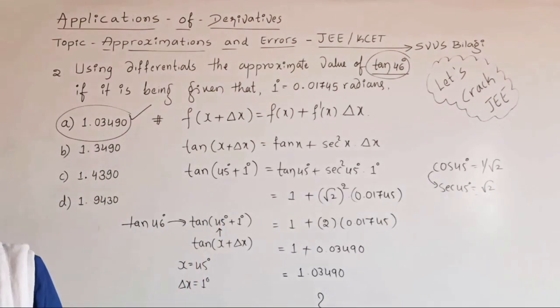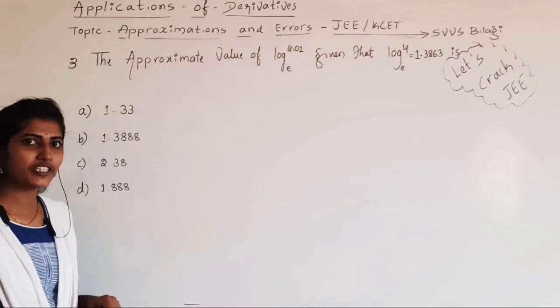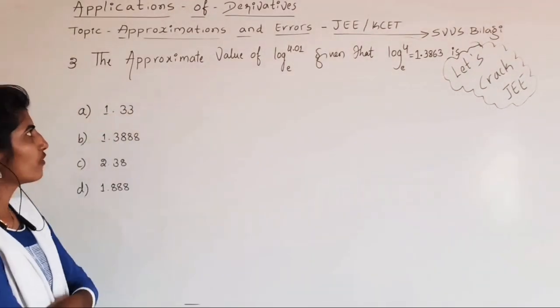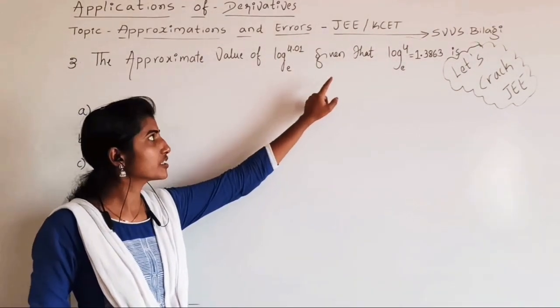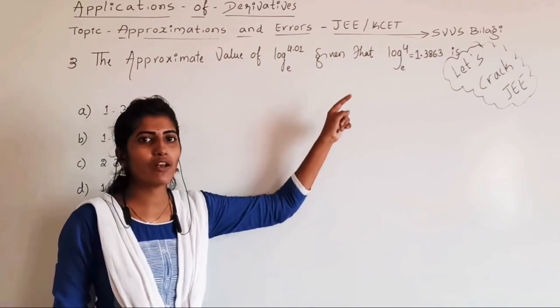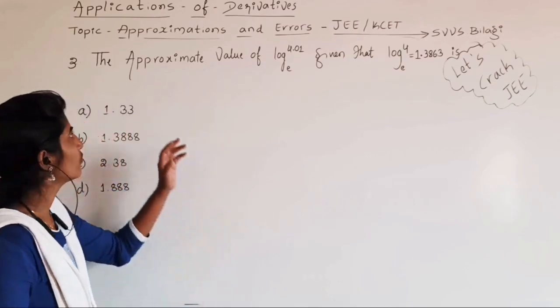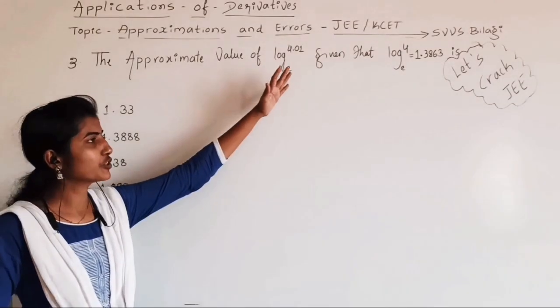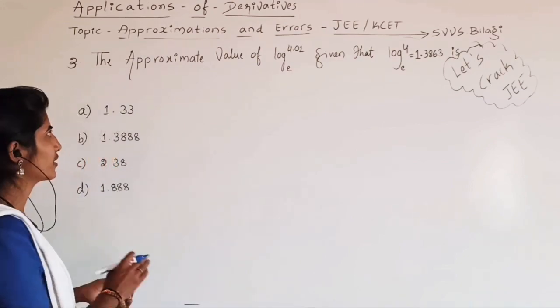Welcome back to my third question. The approximate value of log of 4.01 to the base e, given that log 4 value is equal to 1.3863. What is the value of log 4.01 to the base e? This is also a simple question. Let's go for it now.